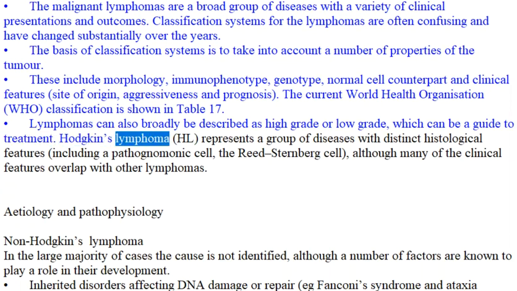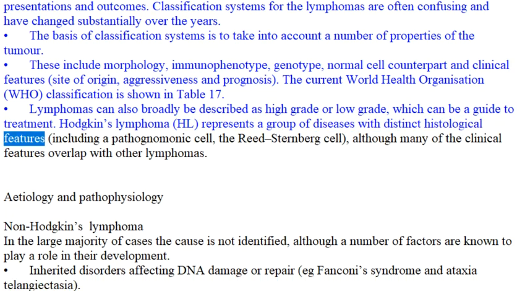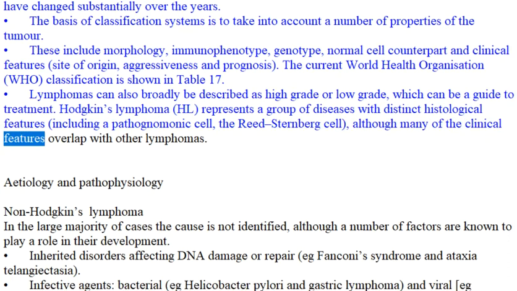Hodgkin's lymphoma, HL, represents a group of diseases with distinct histological features, including a pathognomonic cell, the Reed-Sternberg cell, although many of the clinical features overlap with other lymphomas.